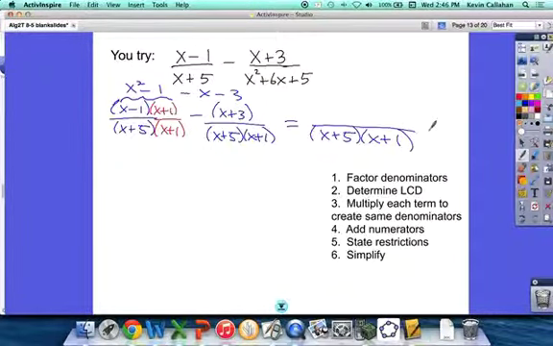And what's in the numerator? x squared minus x minus 4. Okay, state the restrictions. x does not equal negative 5. x does not equal negative 1.